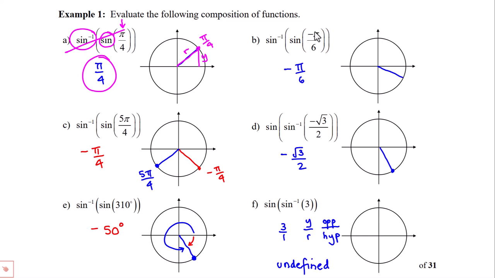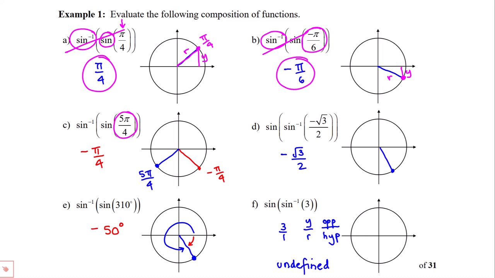Okay, let's look over here. Negative pi over 6 is here. Sine of that is again some y over r, but ultimately we want the angle that has that y over r, and again we're back to negative pi over 6. So again you could say, oh, they cancel, but here's where you're in trouble.